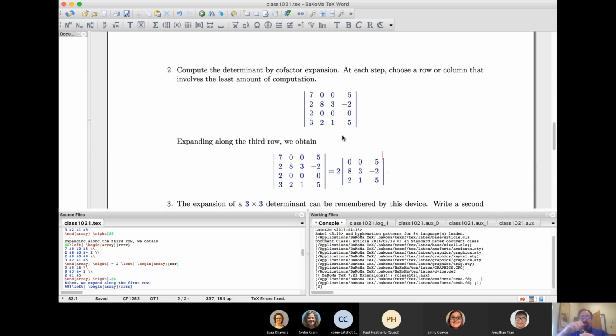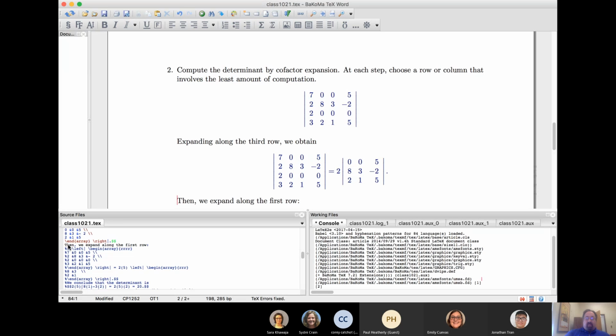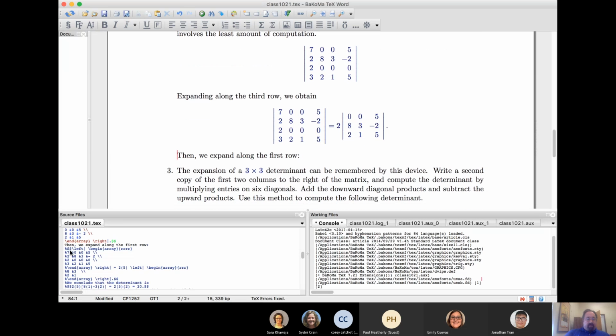So now that we've reduced the task of computing a determinant of this 4x4 matrix to a 3x3, we want to do the same thing. Find which row or column to expand along to save as much work as possible. And here we have an obvious choice, the first row, because it has only one non-zero entry. So let's see what we get from that.